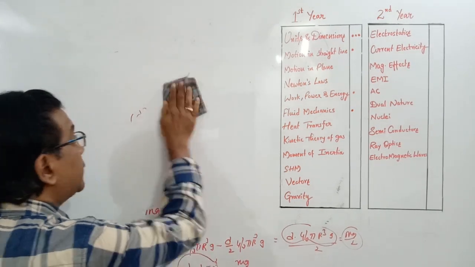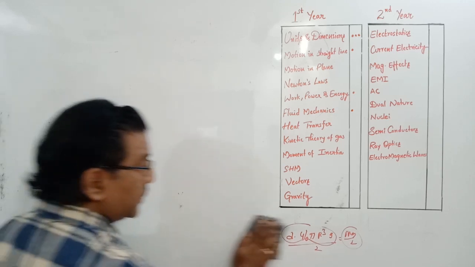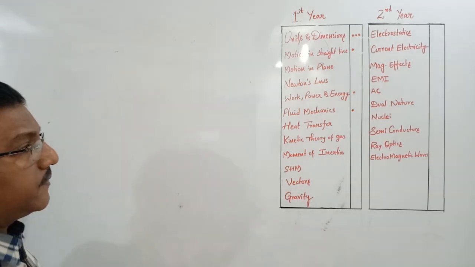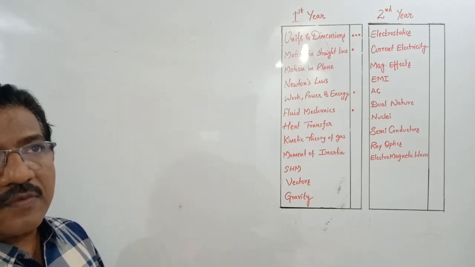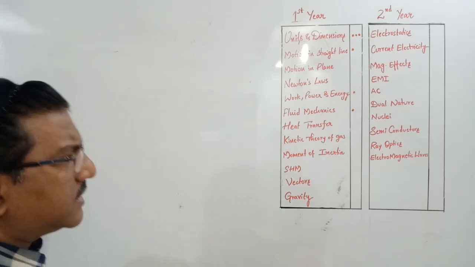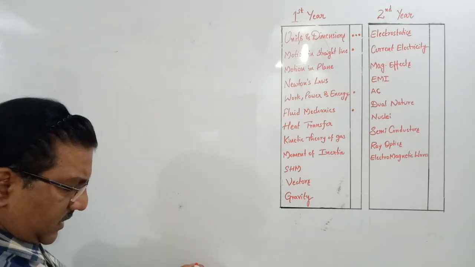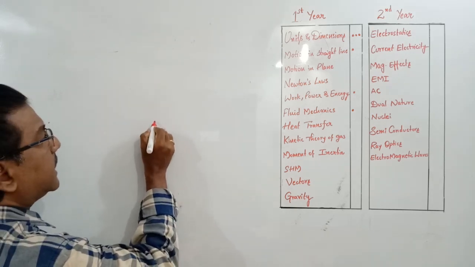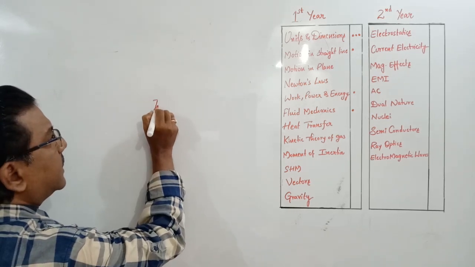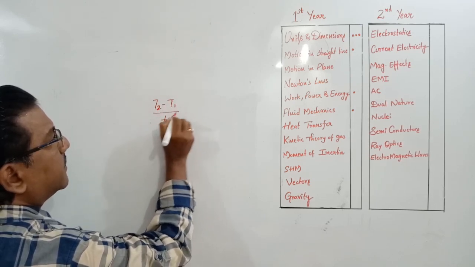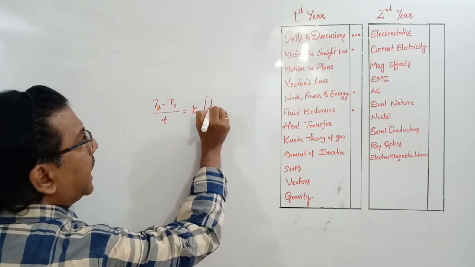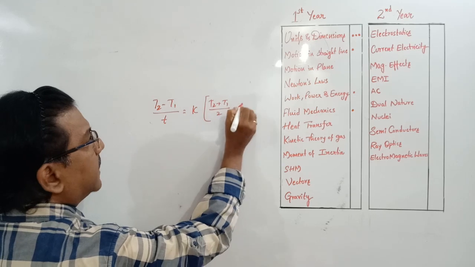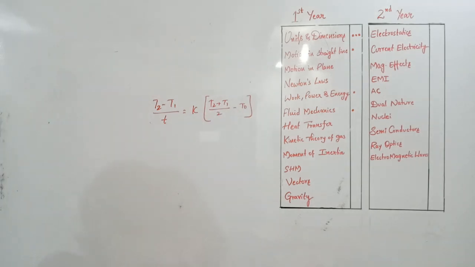Because everybody says too difficult, very lengthy, so many problems. We'll see. Heat transfer, direct question. I think everyone answered from Newton's law of cooling. I think everyone must have answered because he has given a direct question. You just recall the concept. What is it? T2 minus T1 by t. Change in temperature is equal to K into average temperature minus T0. I think everyone has done this.